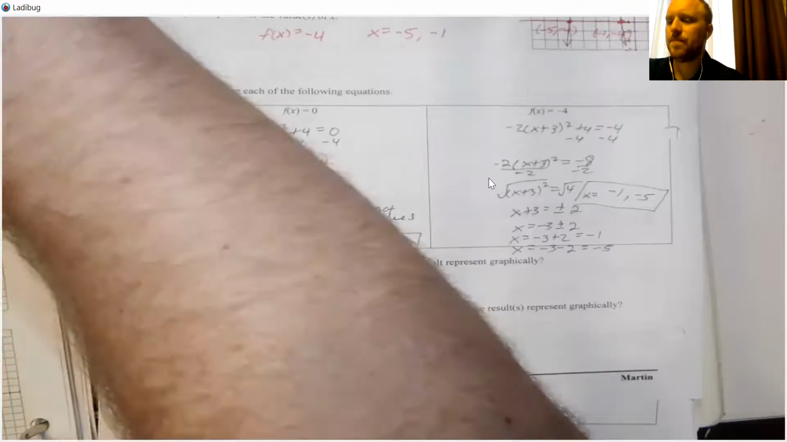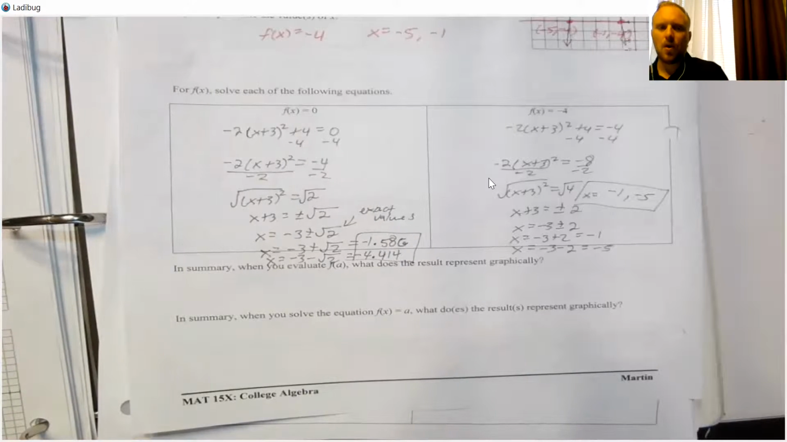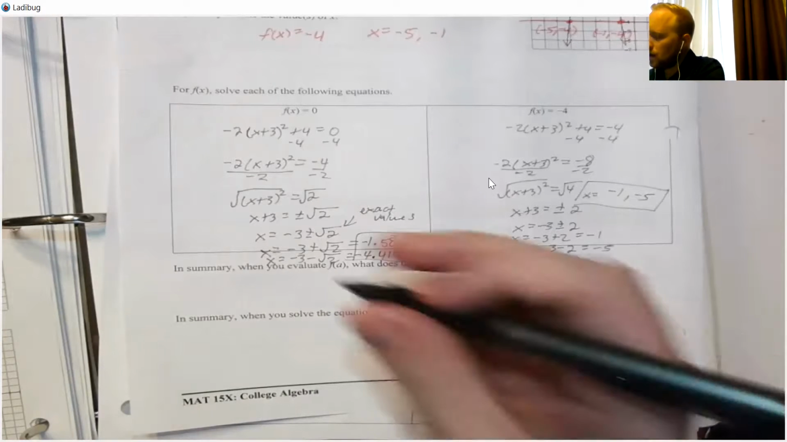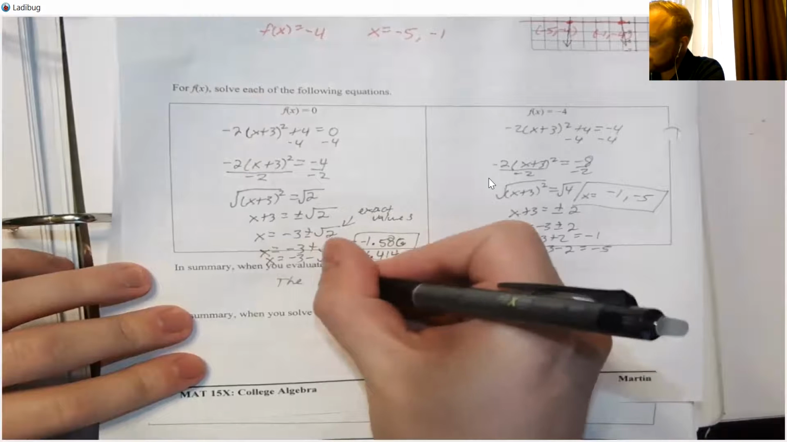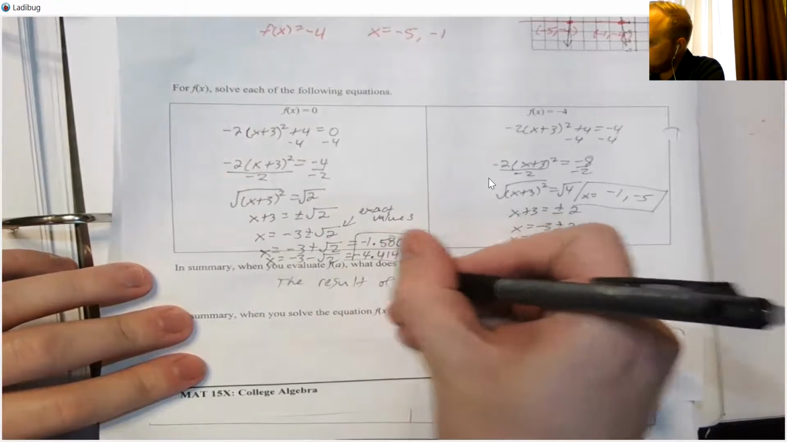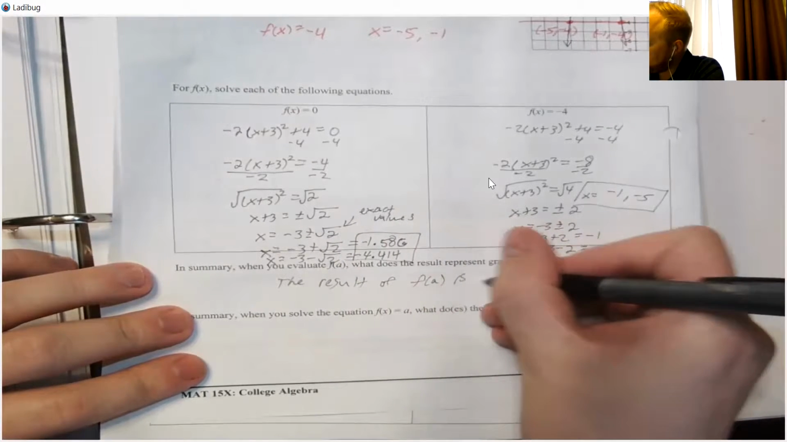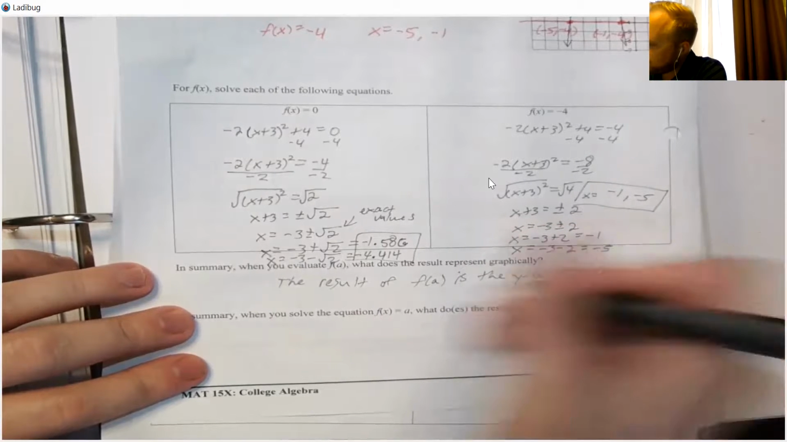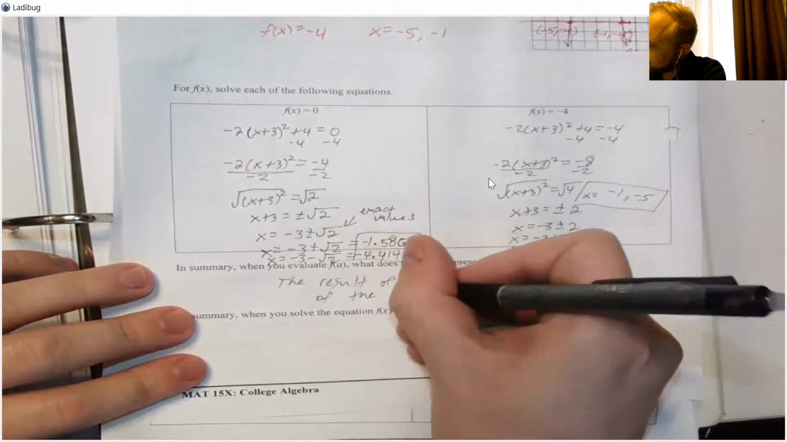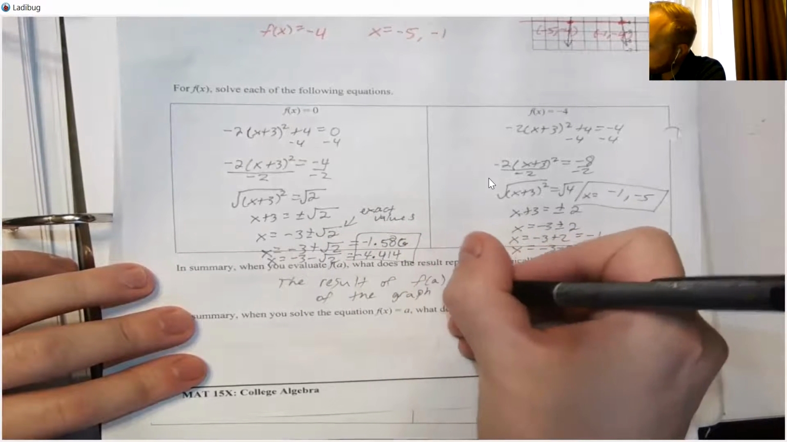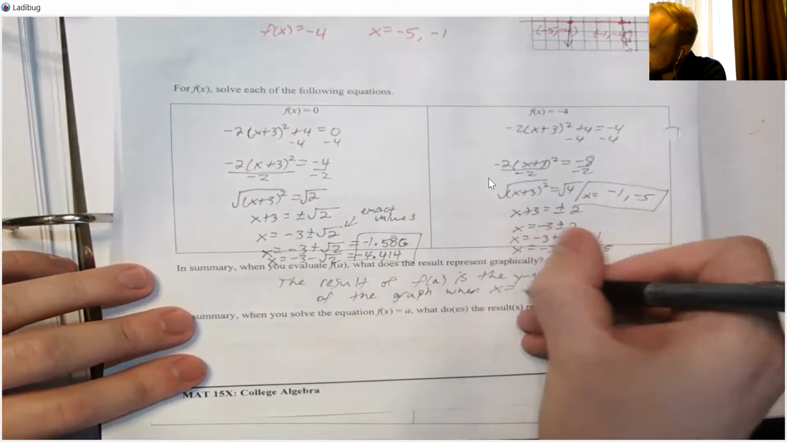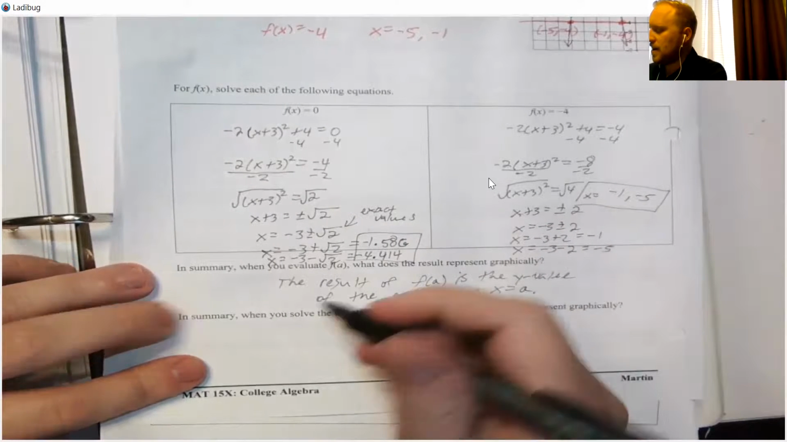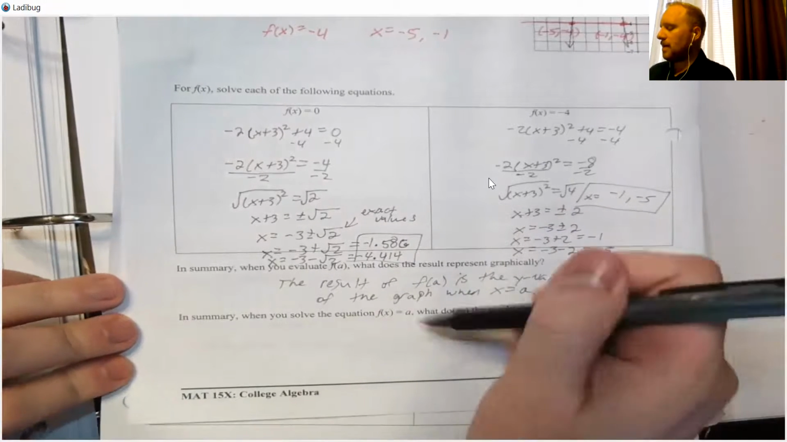So in summary, when you evaluate f of a, what does the result represent graphically? Well, the result of f of a is the y value of the graph when x equals a.